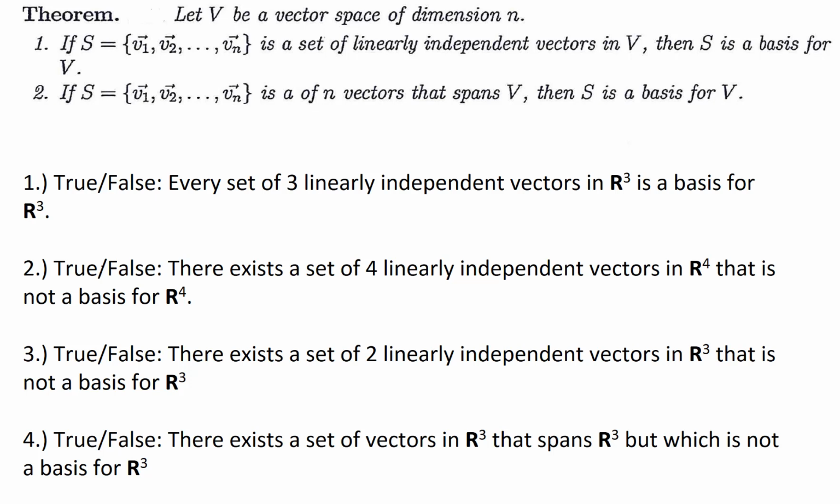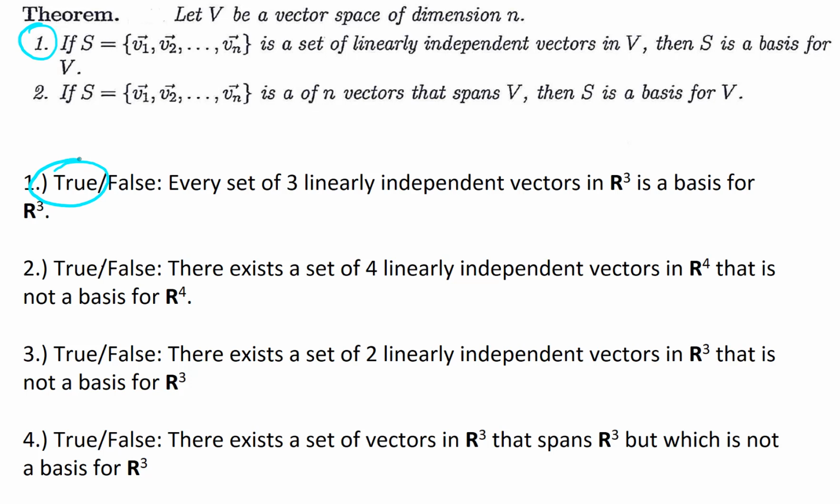These are true-false questions. The first one says every set of 3 linearly independent vectors in R3 is a basis for R3. Well, that actually matches part 1 of our theorem. If we look at part 1 of our theorem, we say that if we have a set of, for example, 3 linearly independent vectors in R3, then we have a basis for R3. So this actually turns out to be true by part 1 of our theorem.